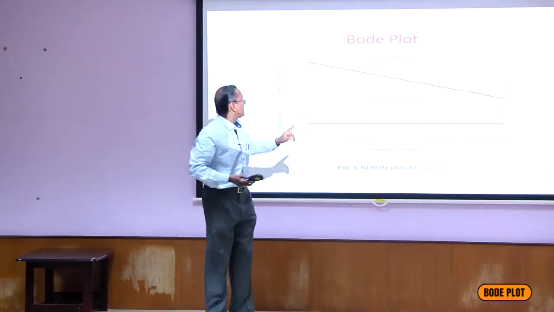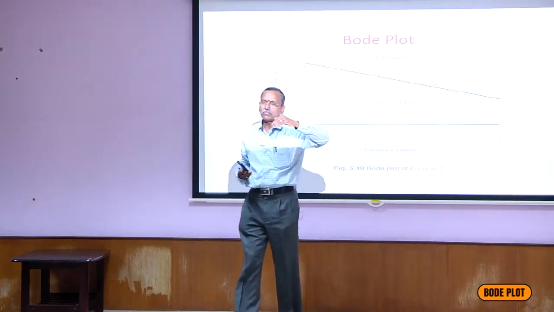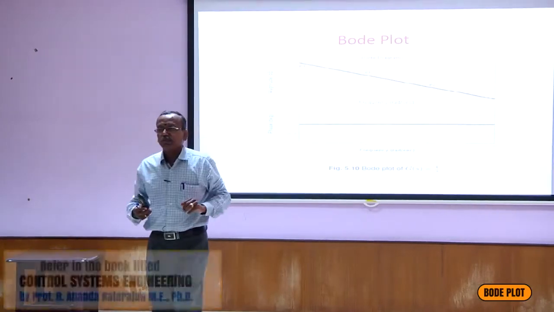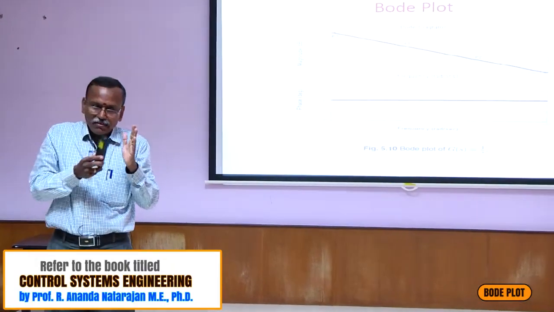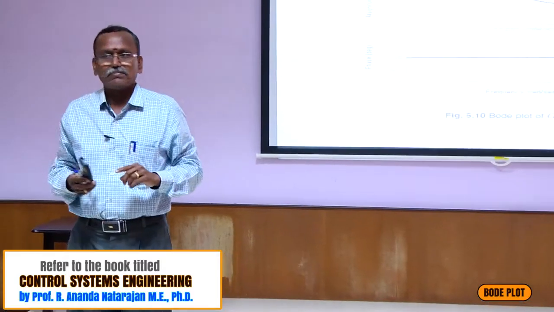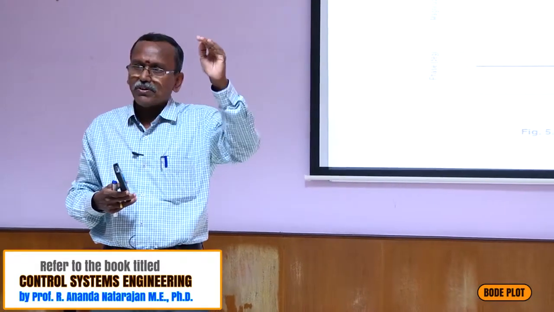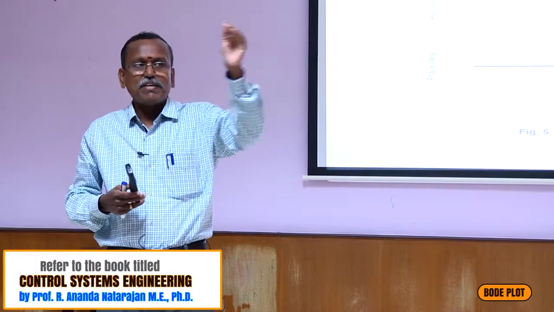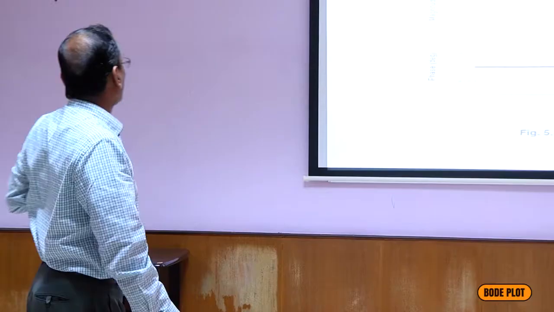So 1 decade. In 1 decade, the magnitude decreases from 20 dB to 0. The change in magnitude is 20 dB, and the frequency change is 1 decade. That's why it is decreasing, that's why minus. The magnitude is decreasing from 20 dB to 0 dB. That's why minus 20 dB per decade. That's all.